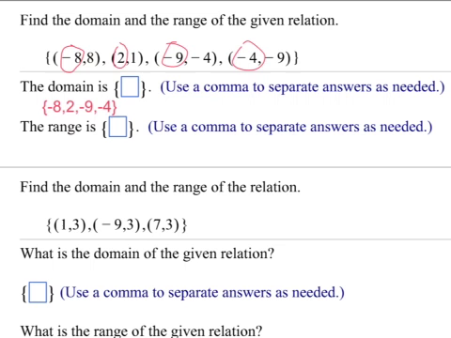The range is the set of y values. So in this relation, the range is 8, 1, -4, and -9. I'll write those separating them using commas. So the range again is 8, 1, -4, and -9. You try number 1 and 2 in your homework and then go to the next example. You can pause this video.